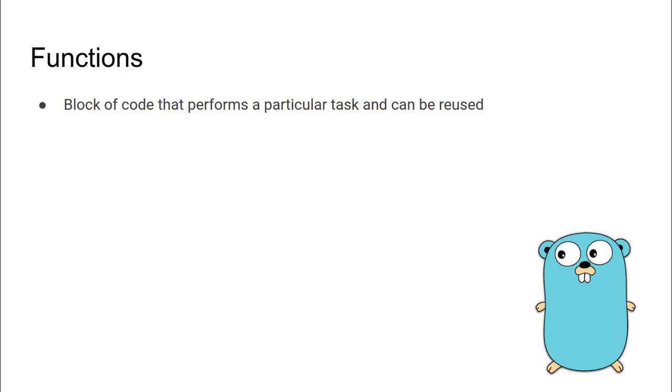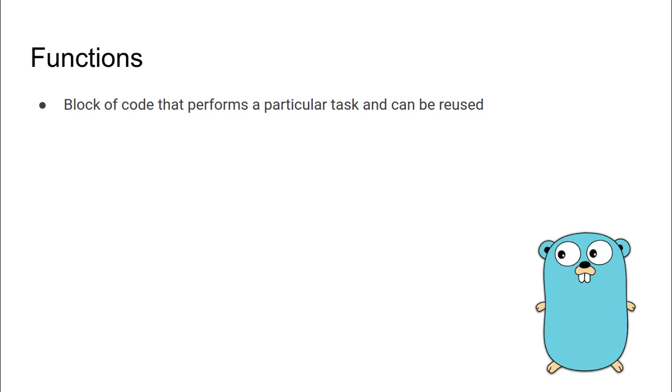In today's Go tutorial, we will be discussing functions in Go. So what is a function? A function is a block of code that performs a particular task and that can be reused. I feel like this definition is really self-explanatory. That means the function can be called any number of times that we want in our program.